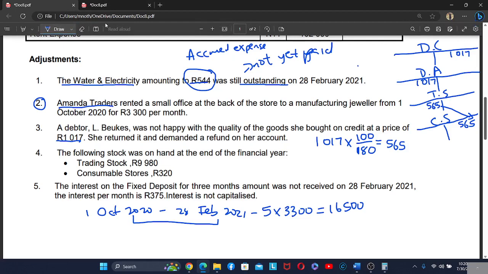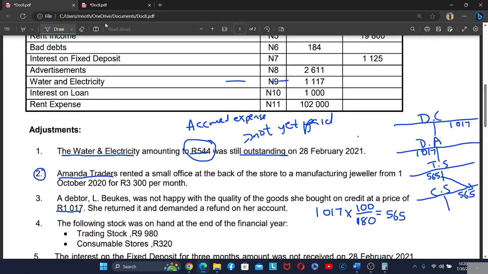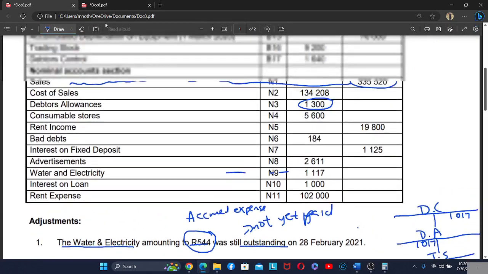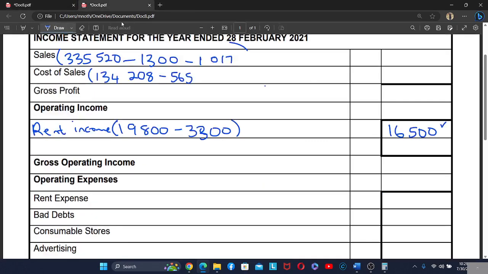Okay. Now a debtor is returning the goods, right? So the trading stock is increasing. So we must go and increase the trading stock with 565. And the debtors control, they are decreasing by 1,017. Okay, now let's continue.